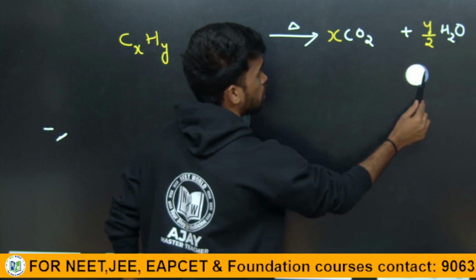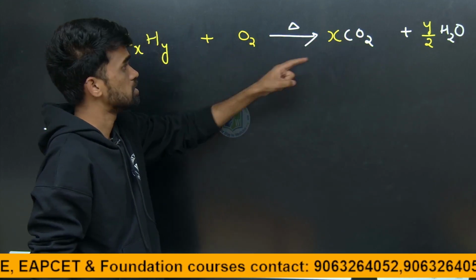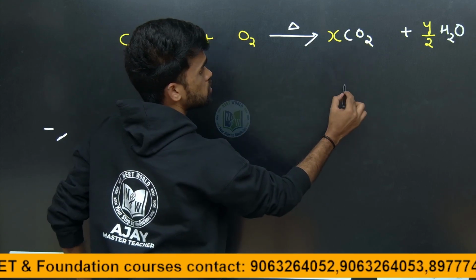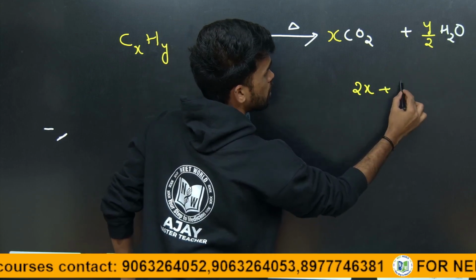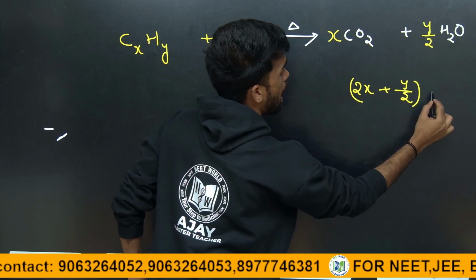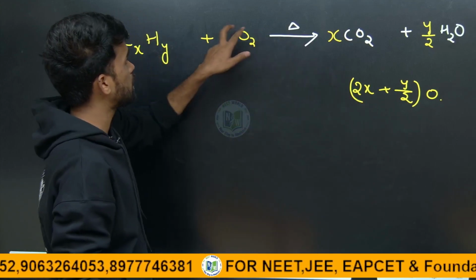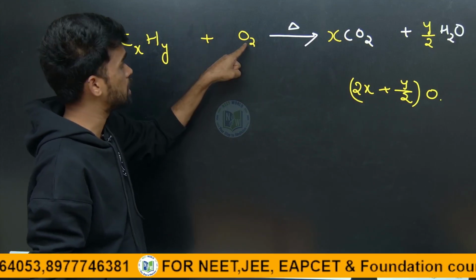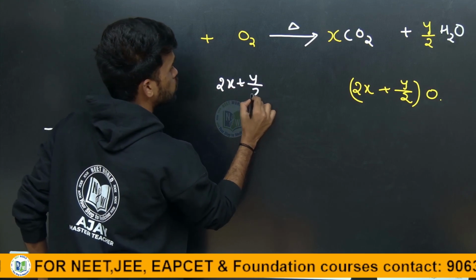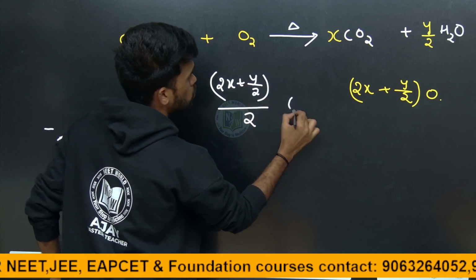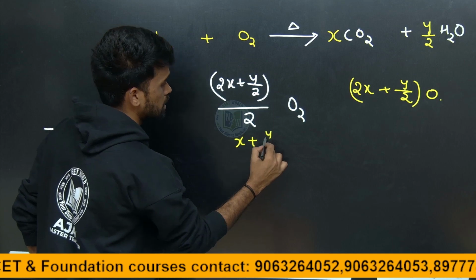Then next, carbon and hydrogen are balanced. The remaining thing to be balanced is oxygen. So here how many oxygen atoms do we have? 2x oxygen atoms are there, and here Y by 2 oxygen atoms are there. These are atoms, right? But if I multiply here with the same number, it will become double because it is a molecule. So what I am doing is 2x plus Y by 2, all by 2, number of O2 molecules. Here I will write it like this, so that it becomes x plus Y by 4.